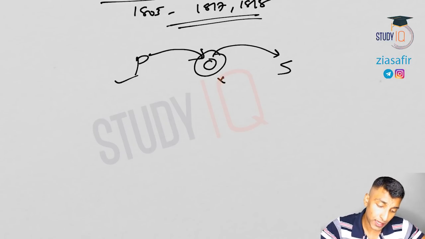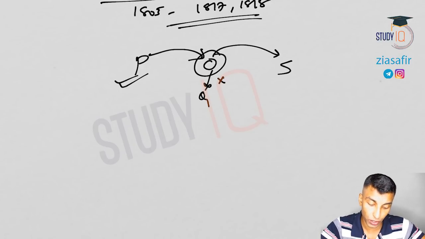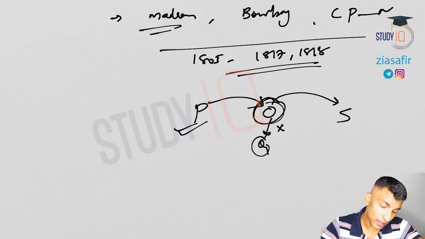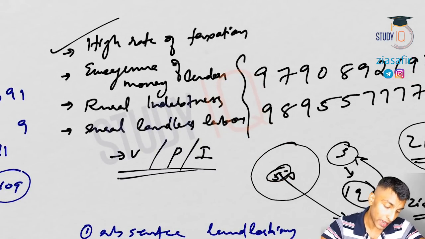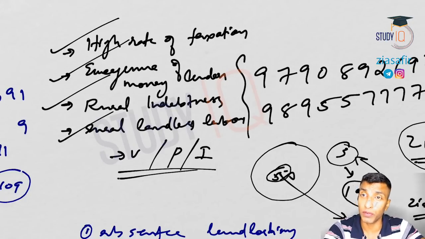So do you think absentee landlordism will be here? No chance, right? Why? Because here there is no question of a landlord. The landlord is actually the peasant only. Similarly, a chain of intermediaries is not possible because this person is not going to appoint another officer, because that's his job, right? So those two problems are specific to the permanent settlement. Apart from that, the other problems that we have discussed, all these: high rate of taxation, emergence of money lenders, rural indebtedness, rural landless labors, inequality, poverty, unemployment, all these will be common.